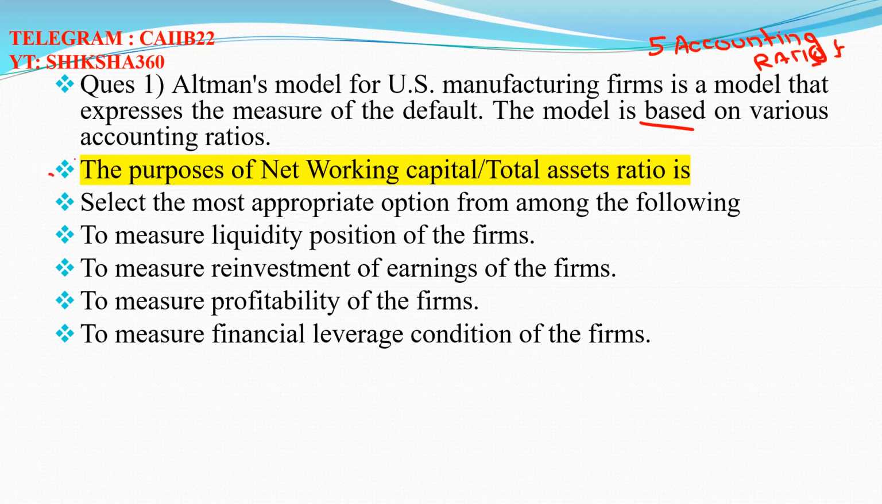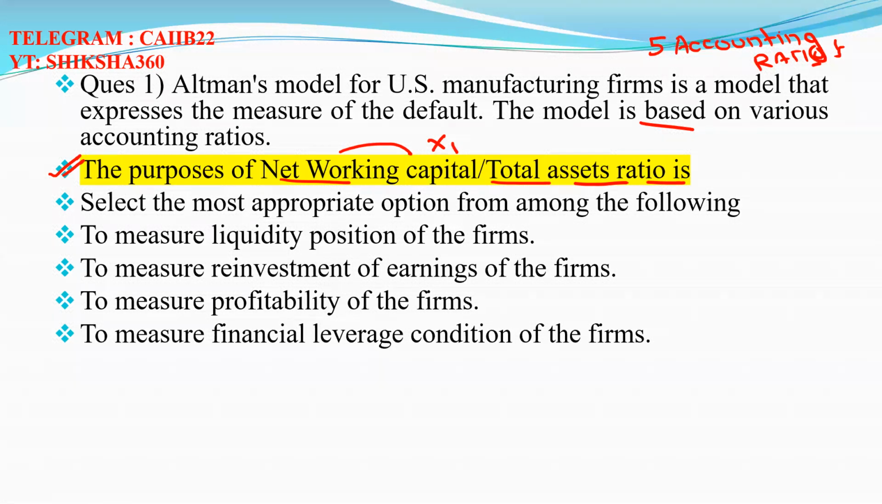So the first one: what is the purpose of the net working capital upon total asset ratio? This one is X1. We have to go through each of the options one by one, so I request all of you to please answer the question. We have to select the most appropriate option from the following.